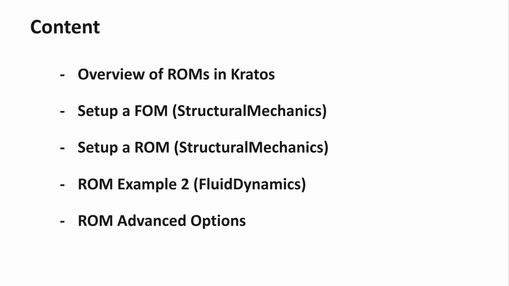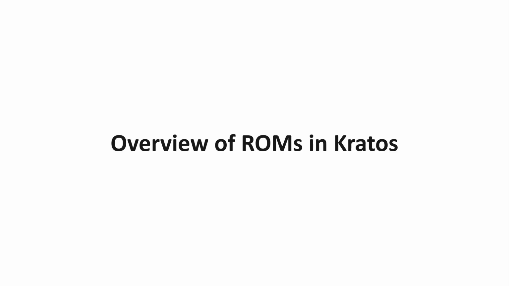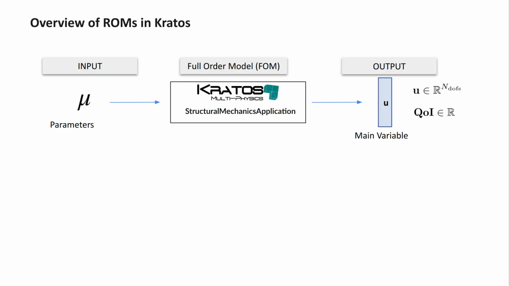We start here by focusing on an overview of ROMs in Kratos. So, this is the scenario that we are interested in. There is a full order model. This is a standard Kratos simulation. For this example, I have chosen a structural mechanics application simulation. This simulation gives me a solution U, which could be the displacement at all degrees of freedom. So U is a vector with dimension number of degrees of freedom.